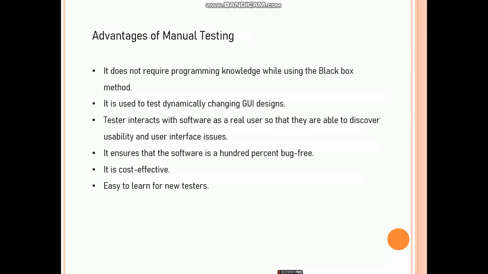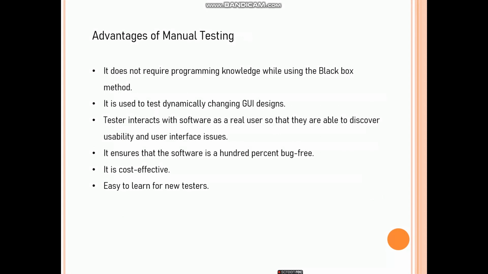It doesn't require programming knowledge while using a black box method. Right? The black box method tells what? Only we have to give the input and we have to check for the output. The code is not visible. So the tester doesn't require any programming knowledge in that case.